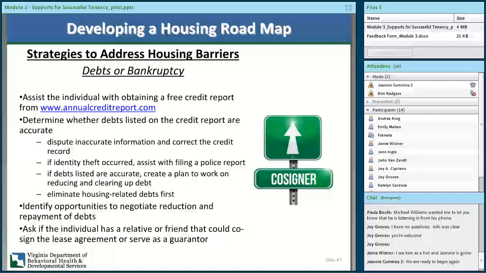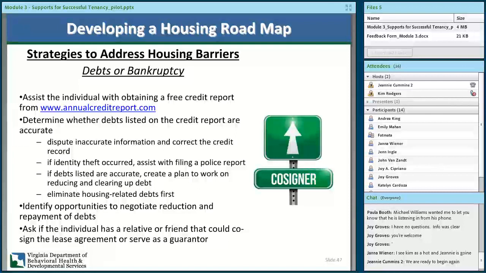If the debt listed on the individual's credit report is accurate, create a plan with the individual to work on reducing and clearing up the debt. Focus on eliminating housing-related debts first, such as unpaid rent or utilities. Housing guides can also identify opportunities to negotiate reduction and repayment of debts. Remember, a debt can remain on a credit record for 6 years in Virginia. So if the 6-year statute of limitations is nearly over, it might not be worth repaying it.